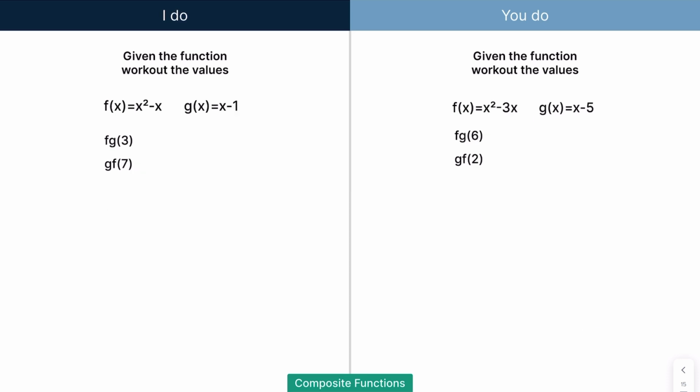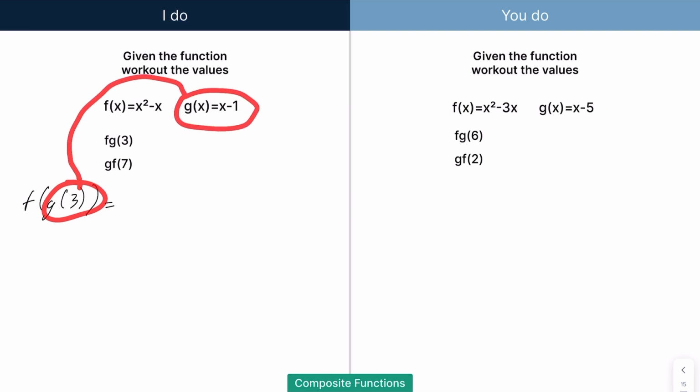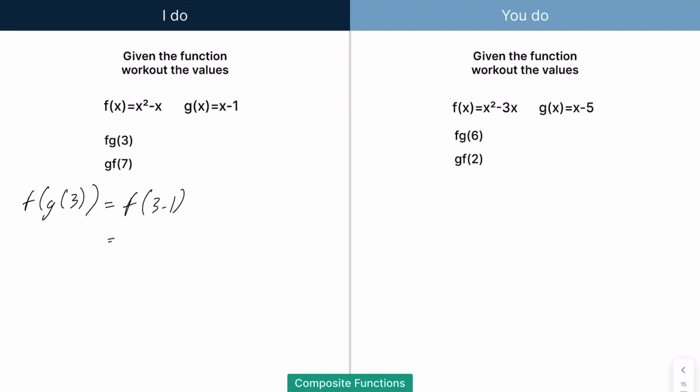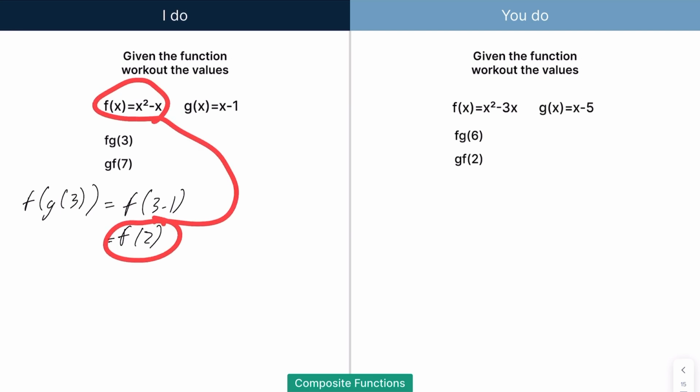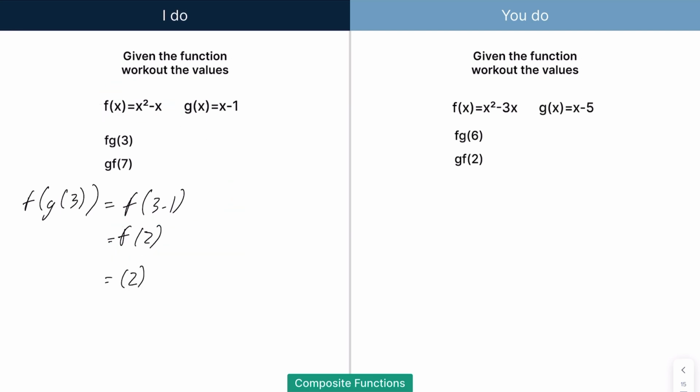So moving on, we now have x squared minus x and x minus 1. So same rule applies again. Let's write this out with that extra bracket for clarity. Well, let's deal with this bit first, nice and easy. Well, that's just going to be 3 minus 1. Now let's deal with this. We're just putting a 2 into this function here. So that becomes, if I use brackets, 2 squared minus 2, which is 4 minus 2, which is 2. So the answer here is 2.